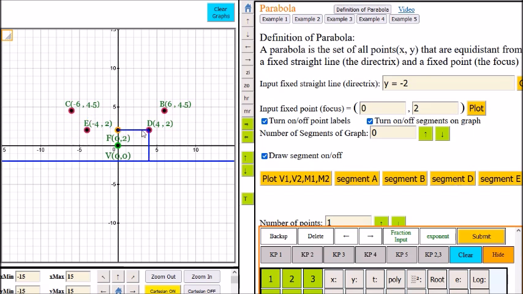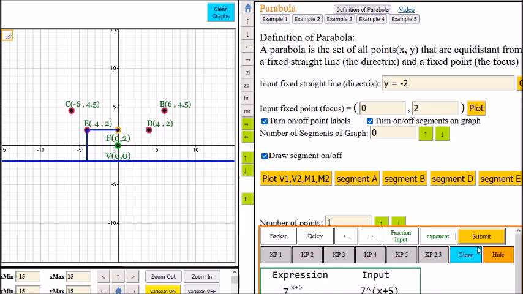The distance from here to here is 4. The distance from here to here is 4 as well for the other pairs. And so that's what we want. We want all points such that the distance from the point to the focus is the same as the distance from the point to the directrix.